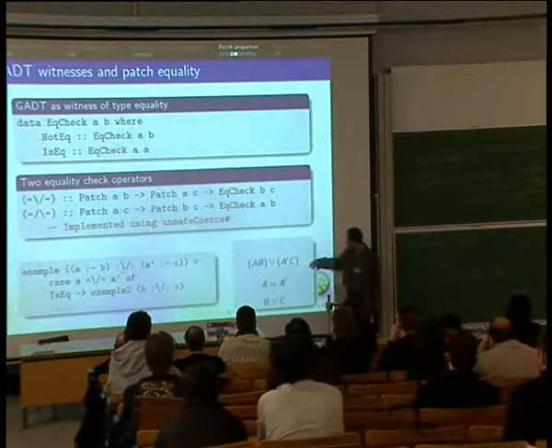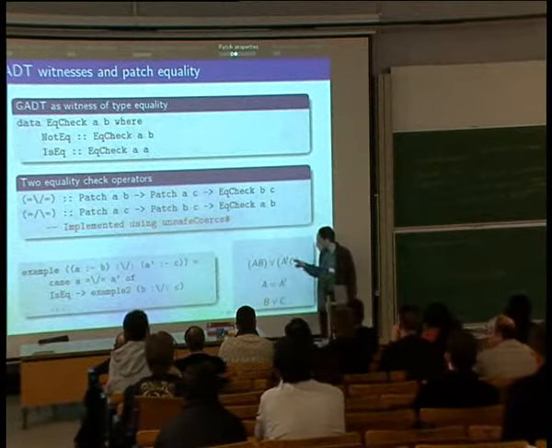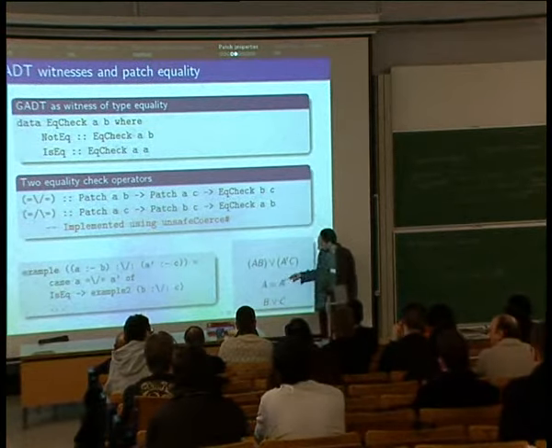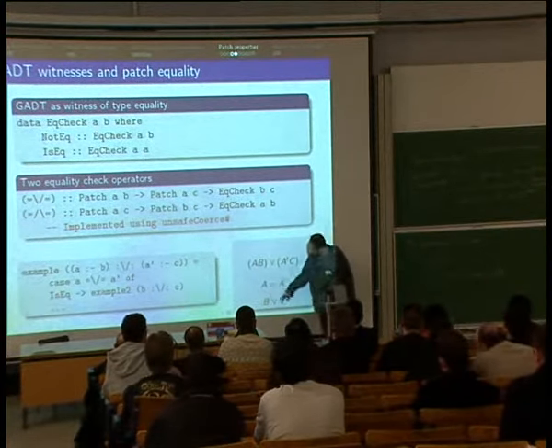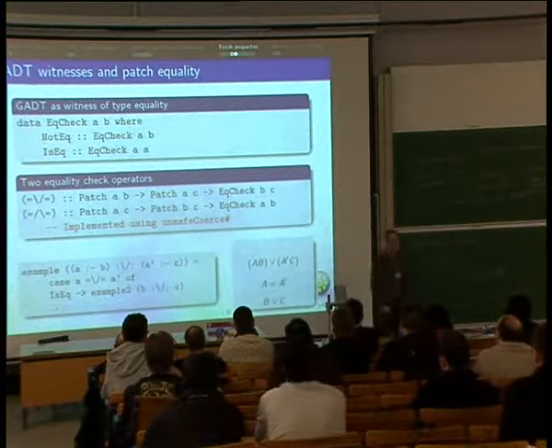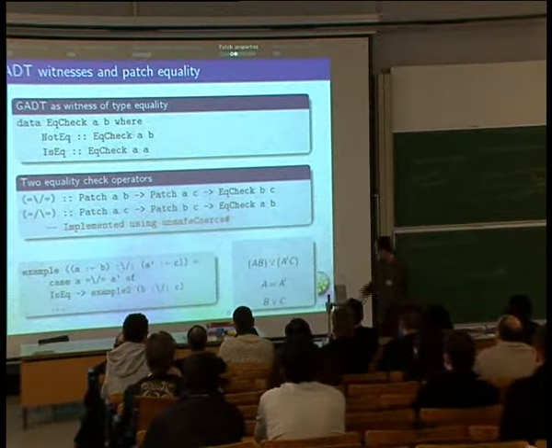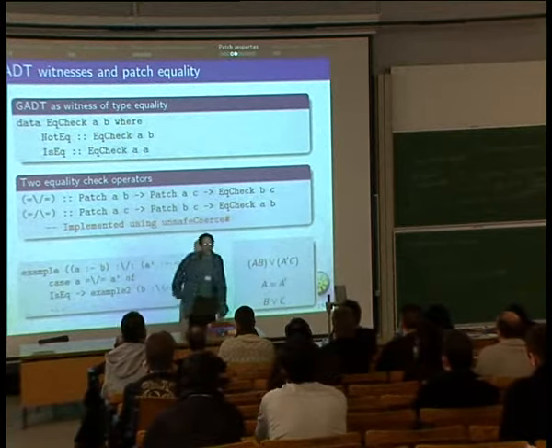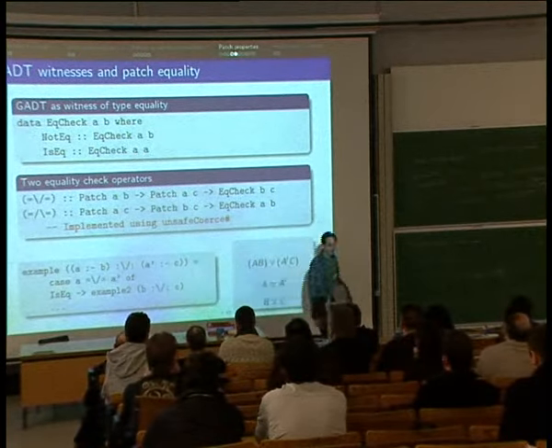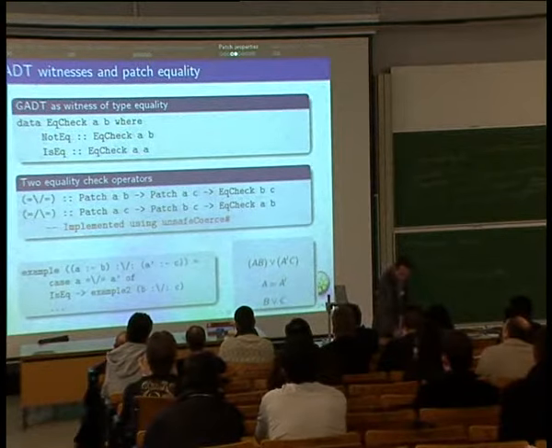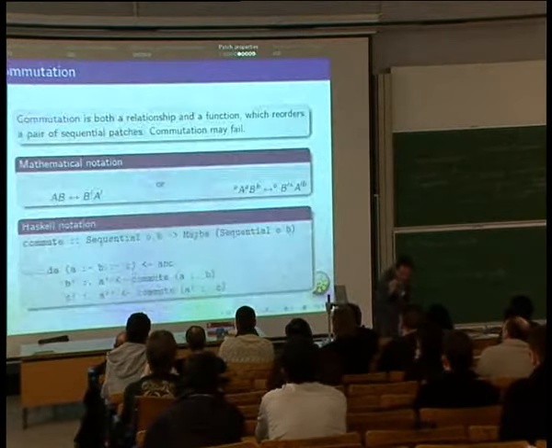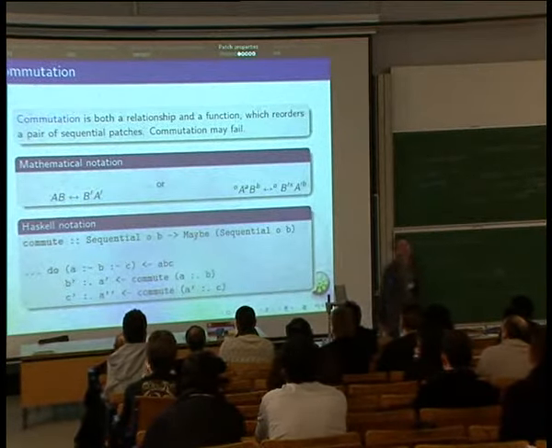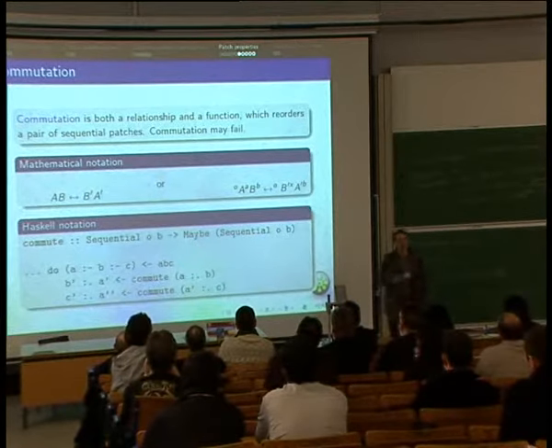This is the mathematical picture. You say AB is parallel to A prime C. If A is equal to A prime, then B is parallel to C. And that is checked by the code there. If you had not eq instead of is eq here, this would fail in the type checker at compile time, which is very nice.